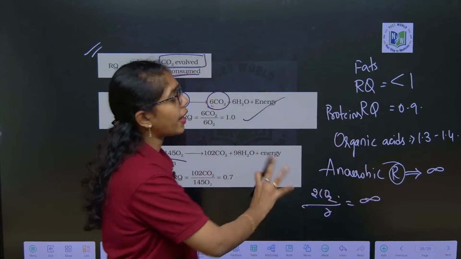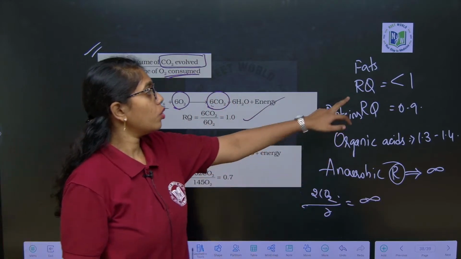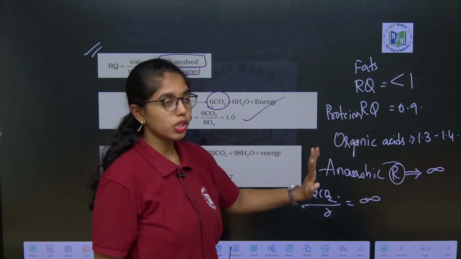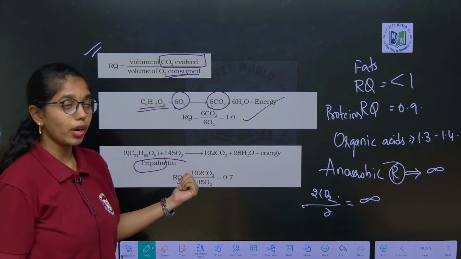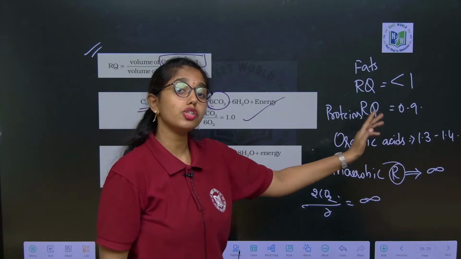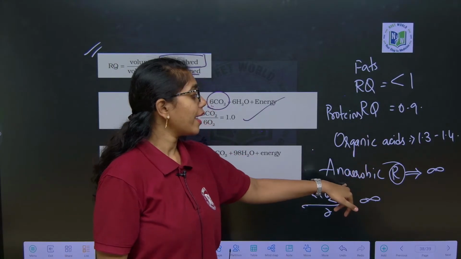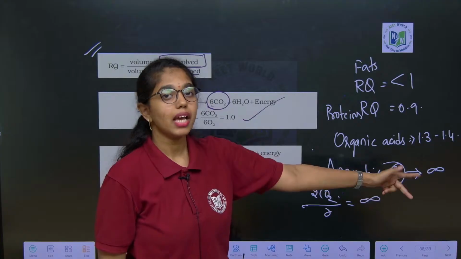So, these are the RQ values you have to remember. For glucose it is 1, for proteins it is 0.9, for fats it is 0.7, for organic acids it is 1.3 to 1.4, and for anaerobic respiration it is infinity.